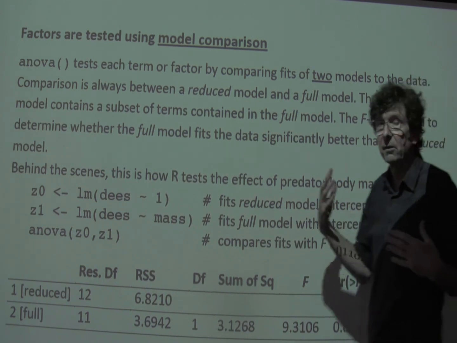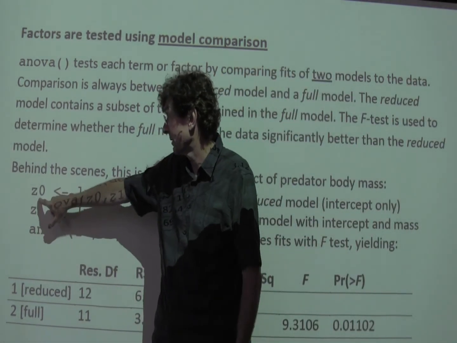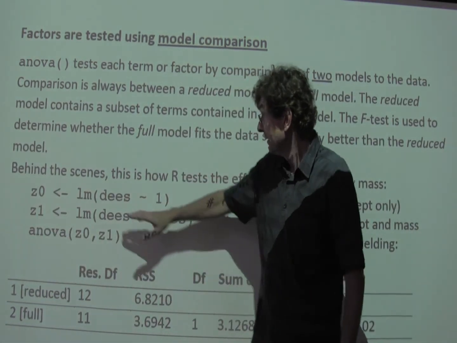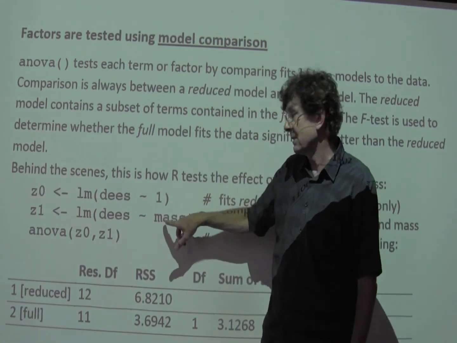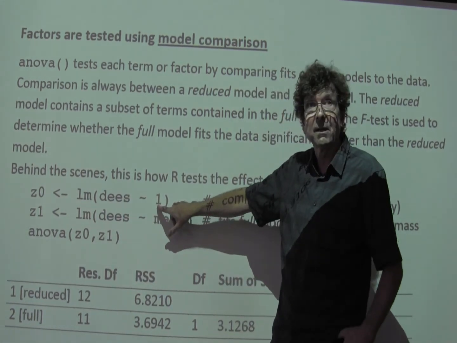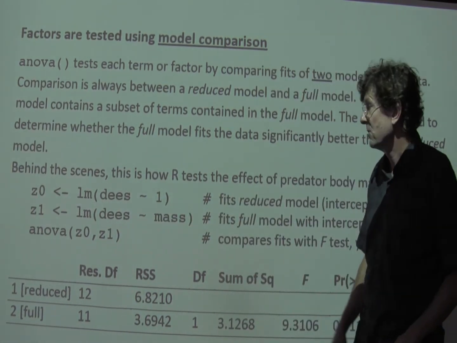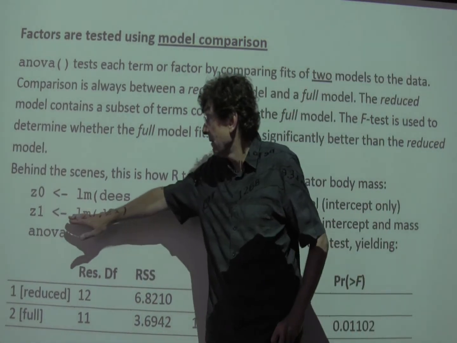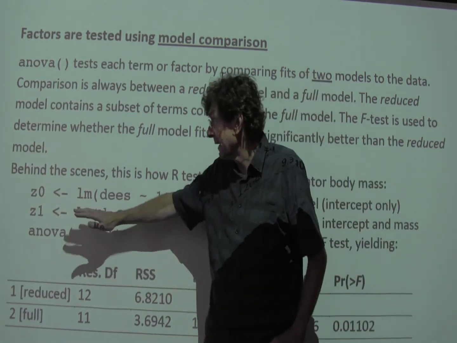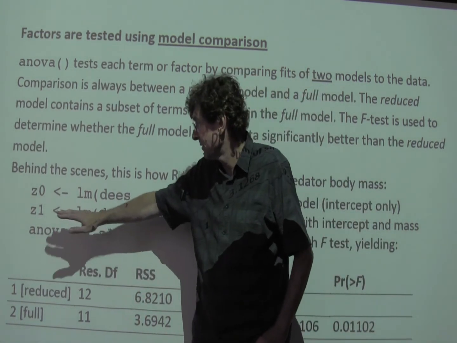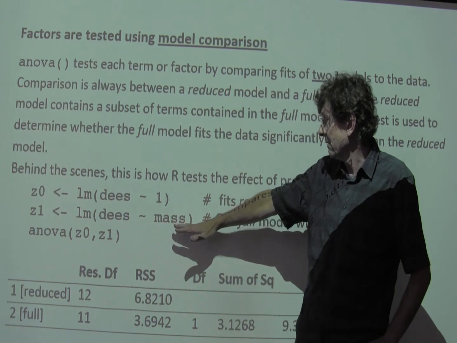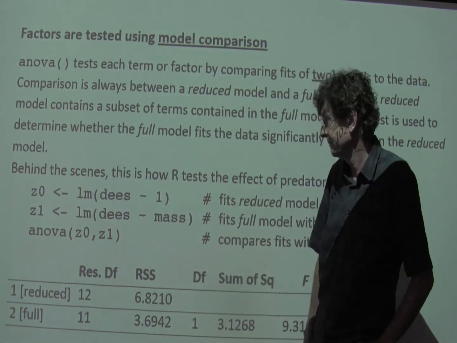And so R actually creates behind the scenes two models, which I'm going to call Z0 and Z1. The first model drops the variable mass and fits only a constant. This is how you would fit a mean, just using the number 1. That's the reduced model for a test of the role of mass, the contribution of mass. And then the full model includes mass.